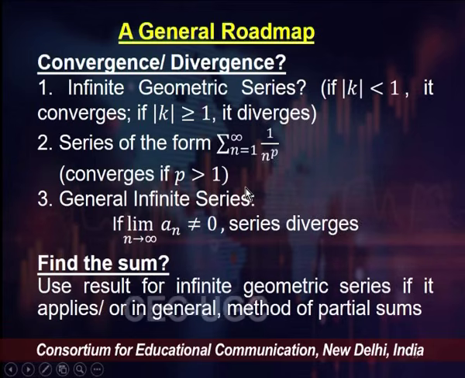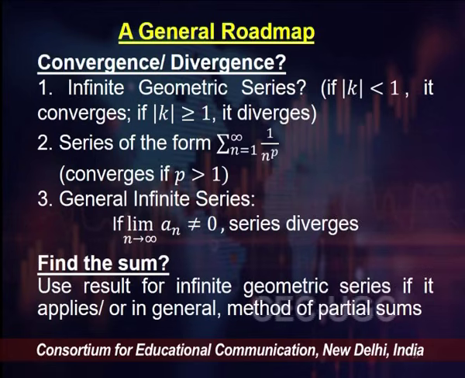And here if p is more than 1, then we say that the series converges. And for the general infinite series, you can use it otherwise also, but if you want to then as a last step look at this, then the result that we will use here is that if the nth term is non-zero as n tends to infinity, then the series diverges.